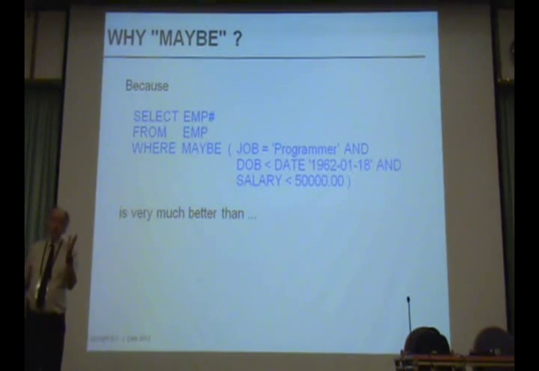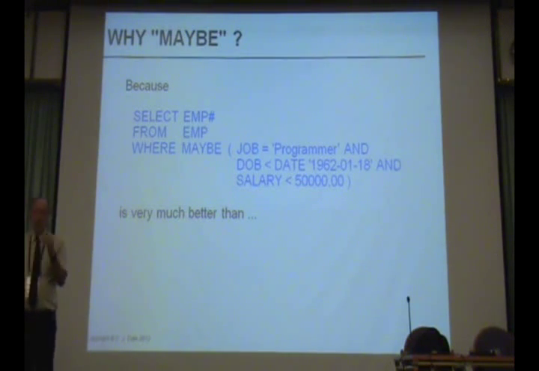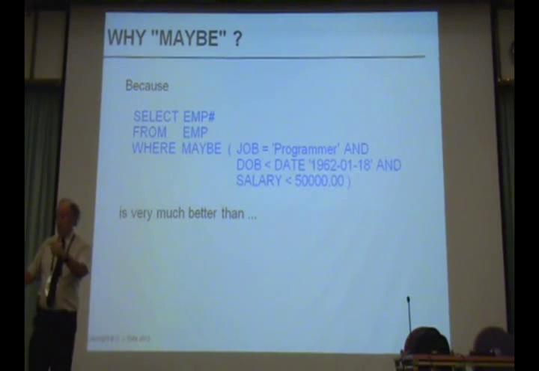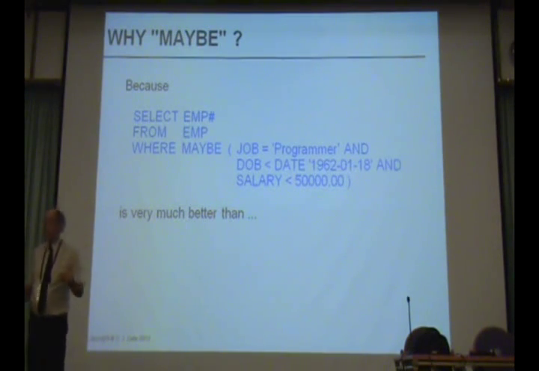Because, of course, when you do a select in SQL, you select the rows where the condition comes out true, not false, and not unknown. Actually, a better way to say that is what SQL does is it converts the unknown into a false at the outermost level. That's really what it does. So that's why you want maybe.